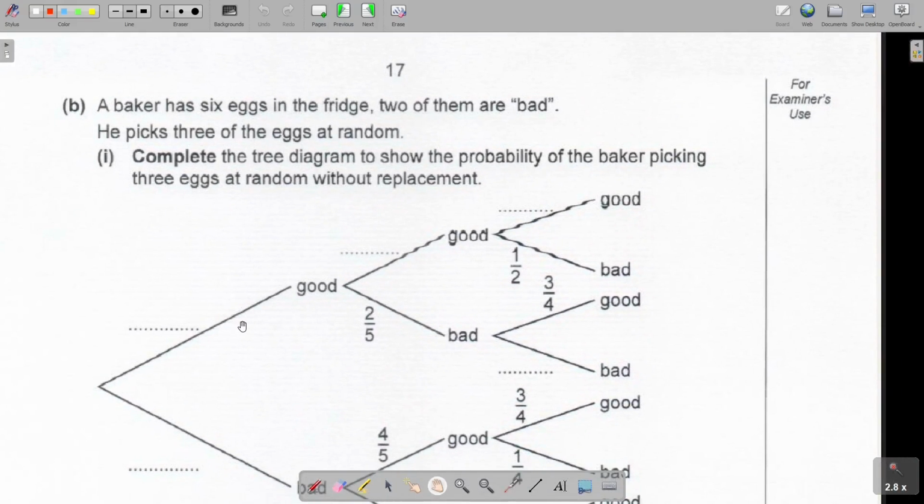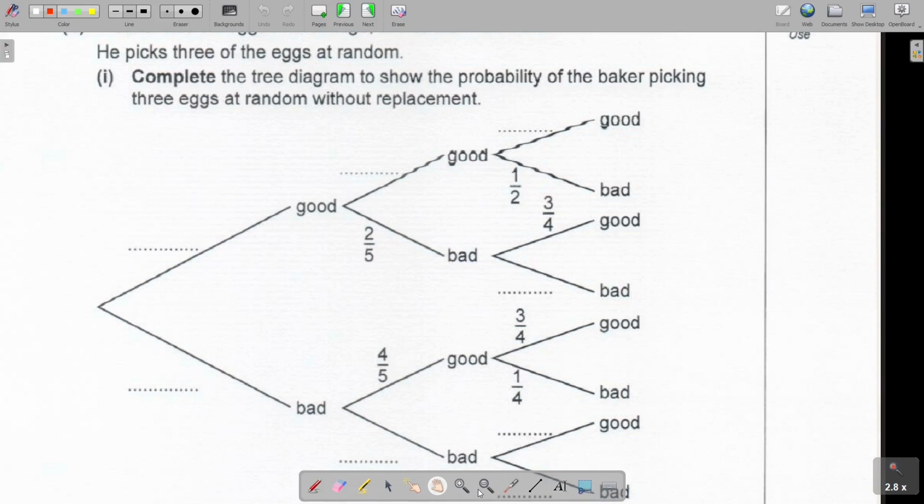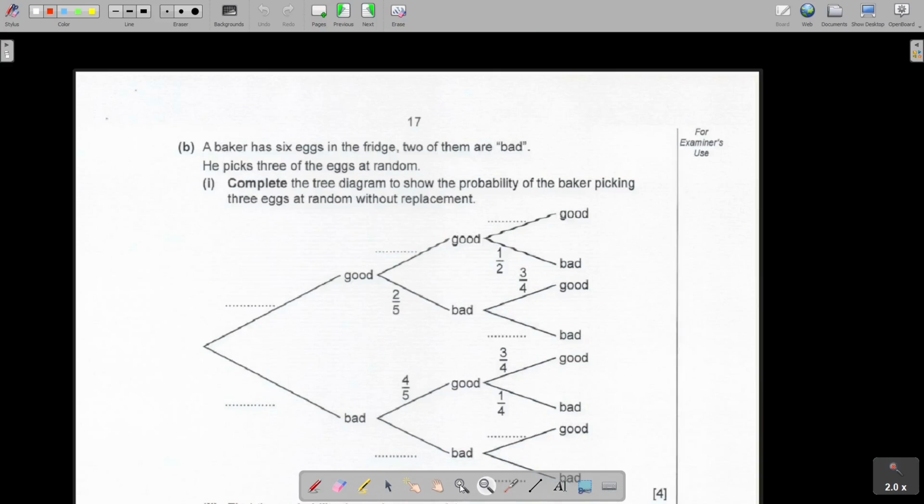Okay. Now I can start filling in. So he's having 6 eggs, so it's going to be 6 out of 6. 2 of them are bad. Okay, so let's just get the tree a little bit upper. I'm making it a bit smaller so that you can see better.